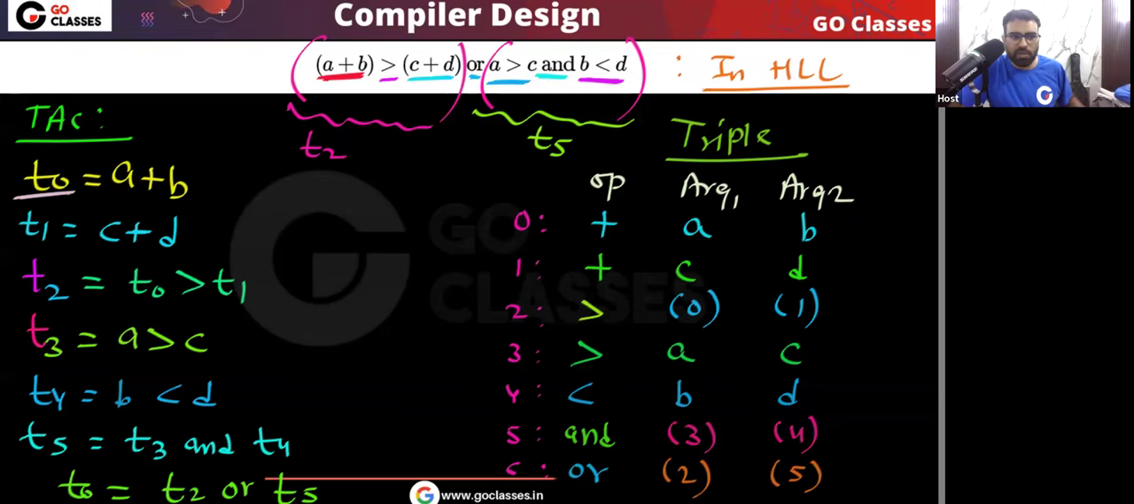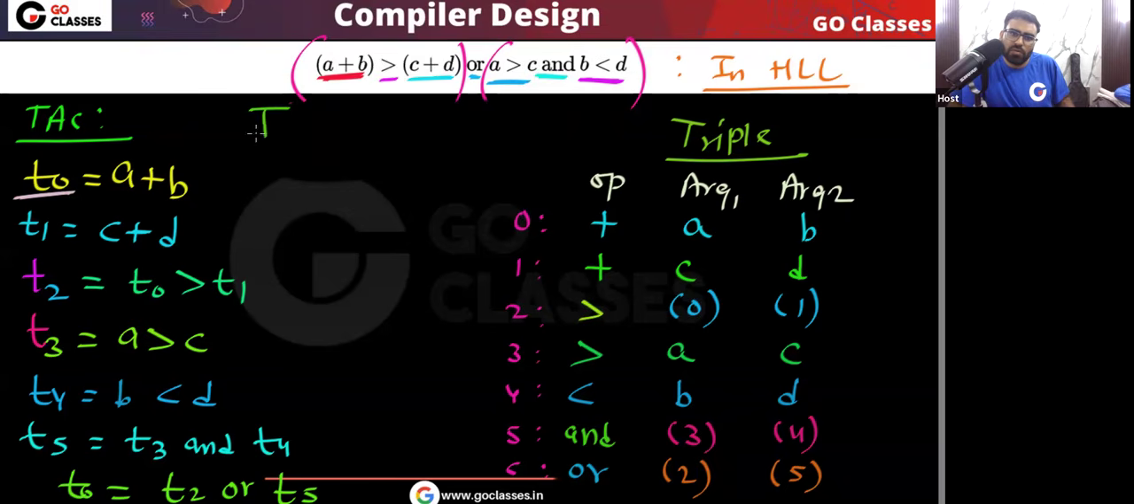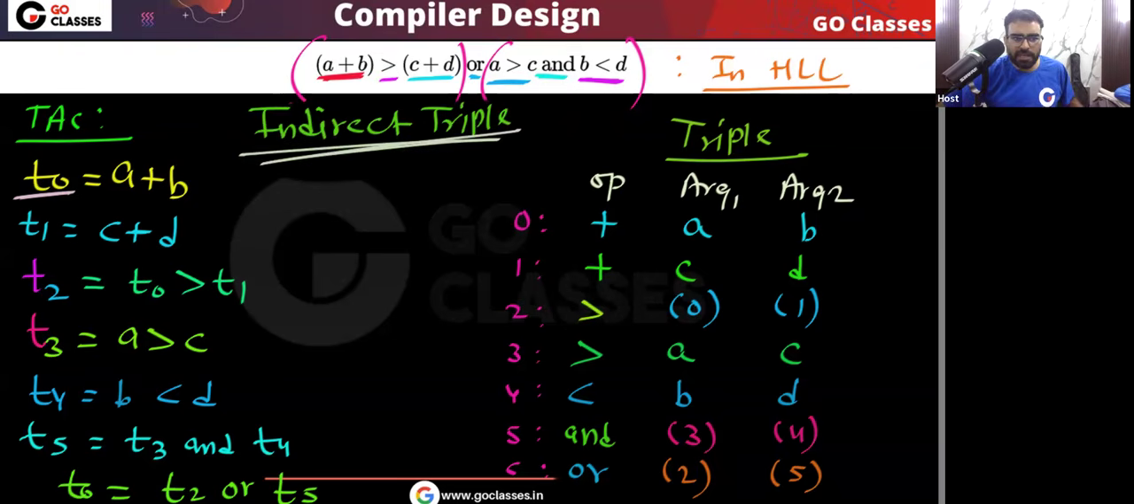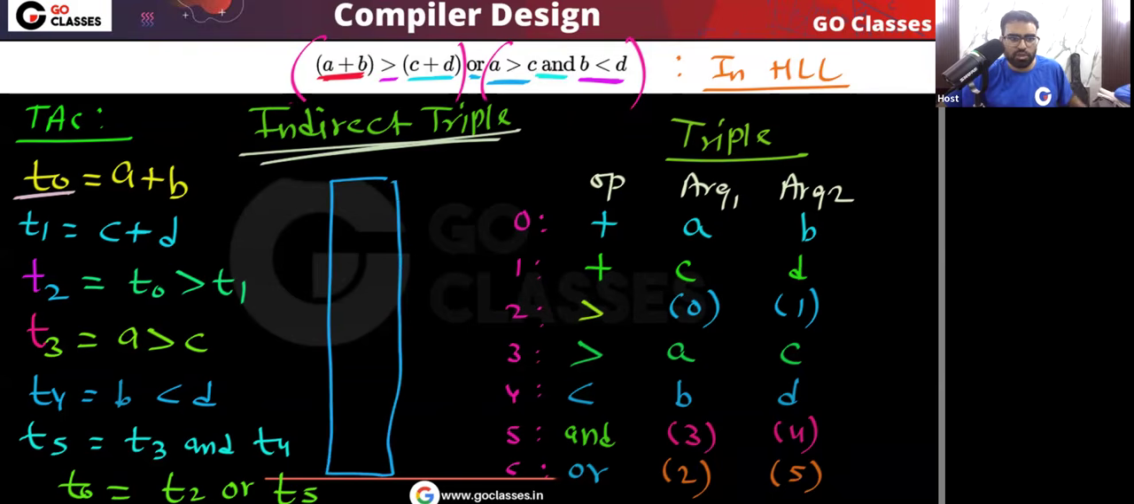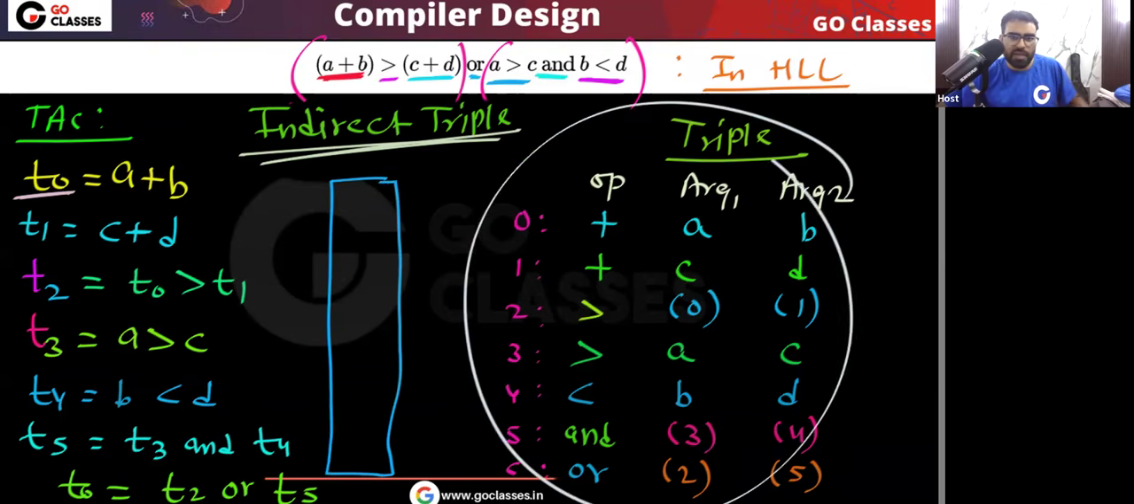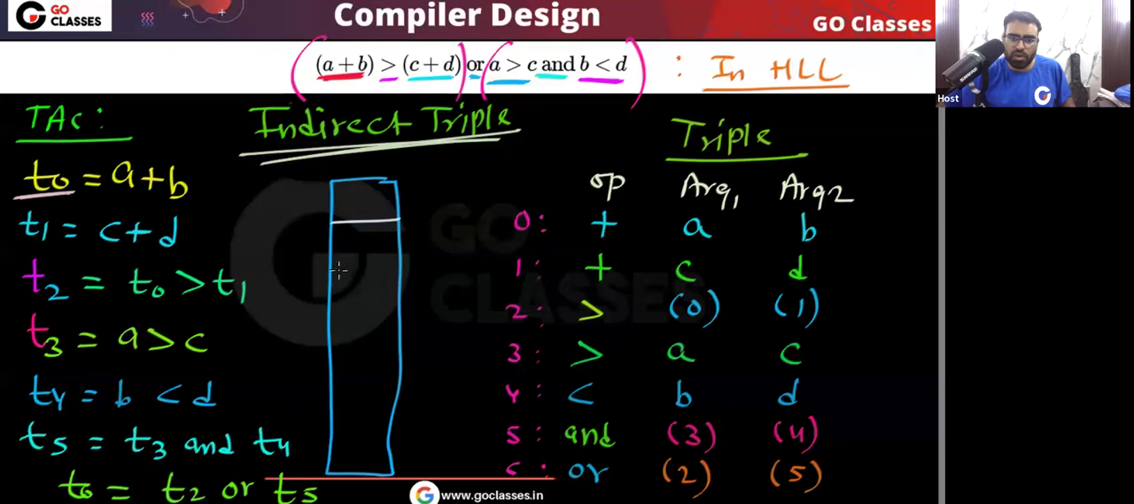Very easy. Now tell me about the indirect triple representation. There is something called indirect triple. So let me know what we need to do to make indirect triple representation. Very simple. To make the indirect triple representation, we need triple representation that we already have. Also, we need execution order. Yes or no? In the indirect triple representation, we separate the execution order from the triples. So these triples will be as it is. Also, we need execution order.